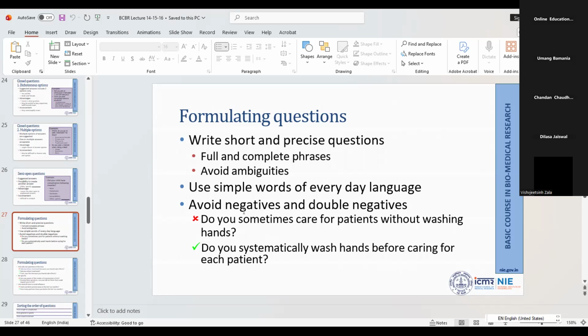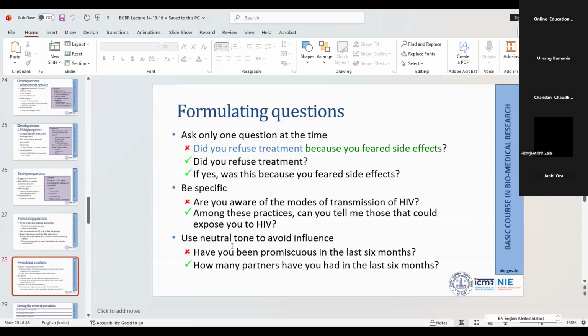Then avoid negatives and double negatives. For example, if we ask a question like, do you sometimes care for patients without washing your hands? This is not appropriate. It is confusing. So a better way to ask is, do you systematically wash hands before caring for each patient? So this is the proper way to ask a question without negatives.